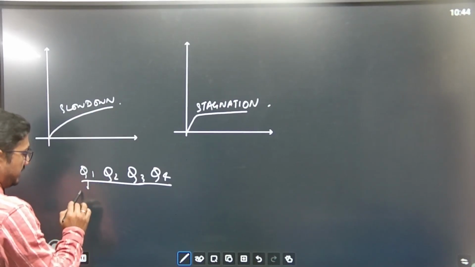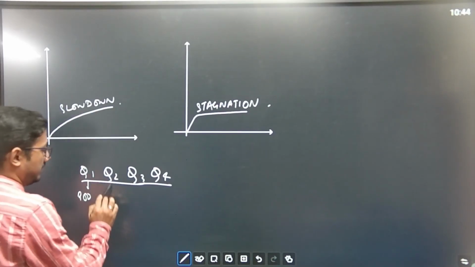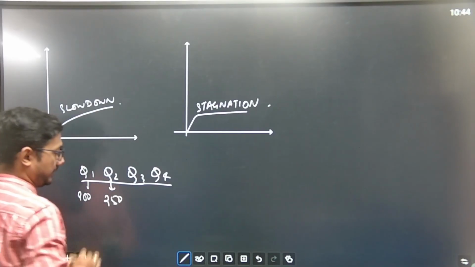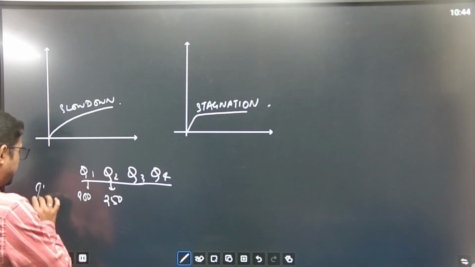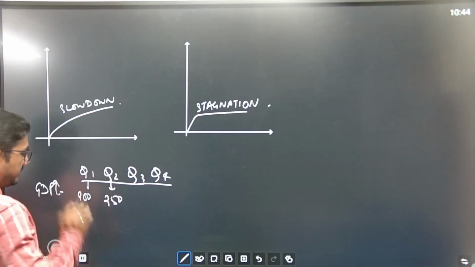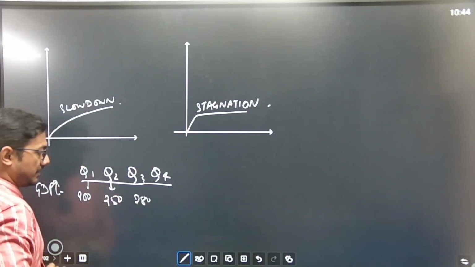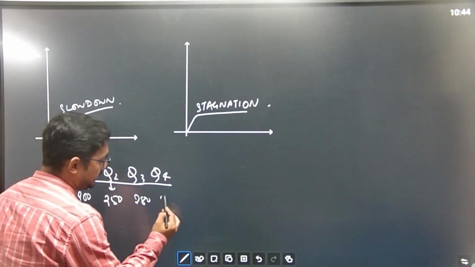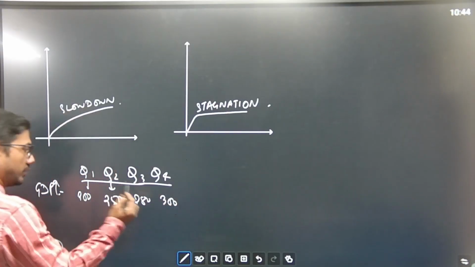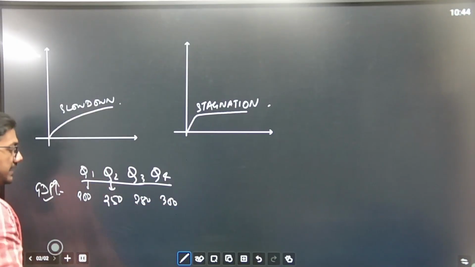Say in quarter one the GDP was 200. In quarter two the GDP is 250. Here GDP has increased. In quarter three the GDP is 280, and in quarter four, the GDP is 300. In quarter three and four also, GDP has increased.